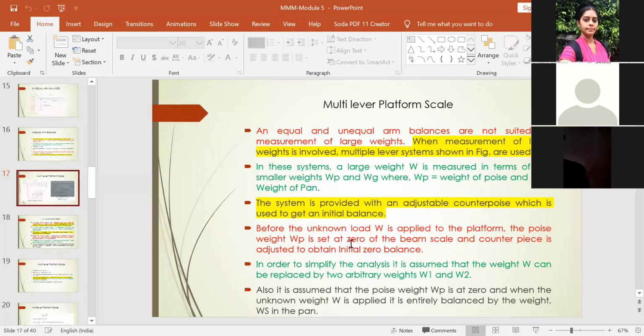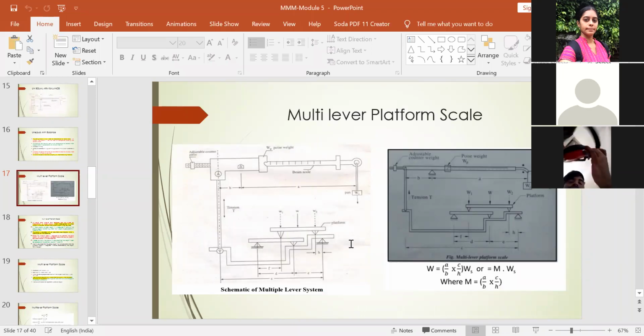So this is how a multi-lever platform scale looks like. Both the images are the same, only this one is a little bit darker. I have just scanned it again and shown you.